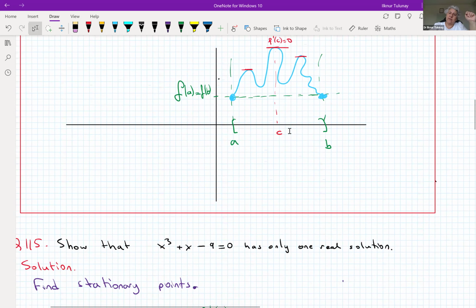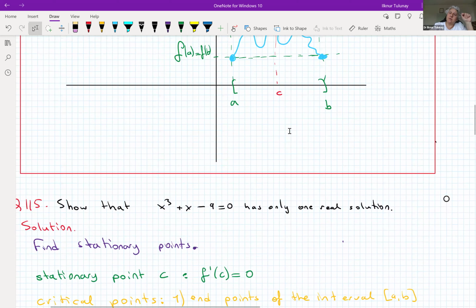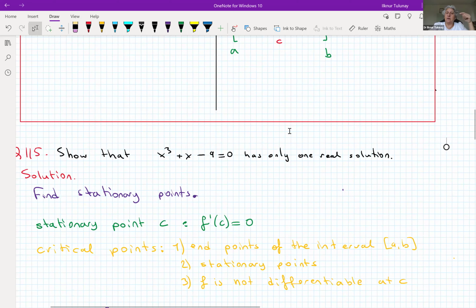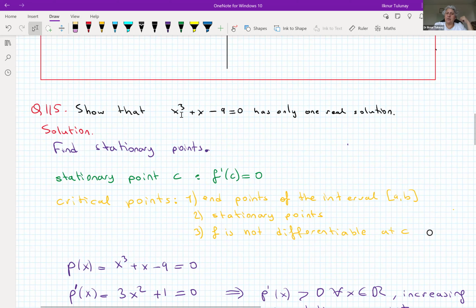Okay, this idea will help us to solve this particular question, and we are going to use that idea for this question. Okay, now what is our question? So we have a polynomial, x cubed plus x minus 9. We would like to prove that this polynomial has only one real solution.